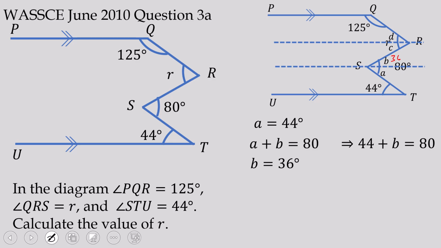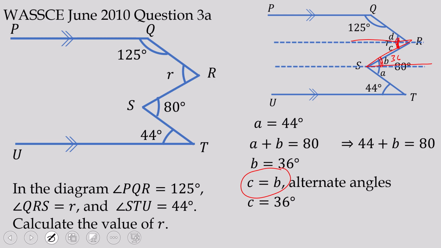Then again, now I can also draw another Z shape. So I can do this like this. And this angle over here, the C and the B, are alternate angles. And alternate angles are the same. So therefore, the C is equal to B. So the angle C is equal to 36 degrees.